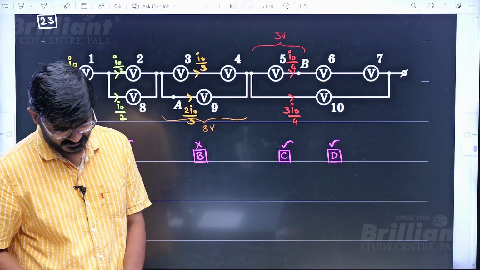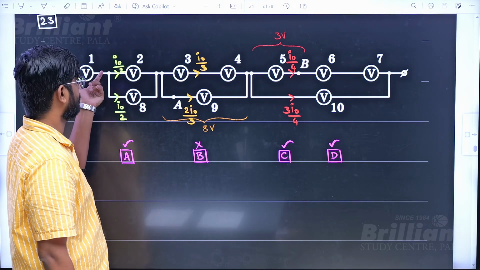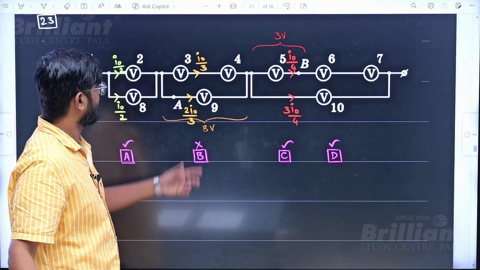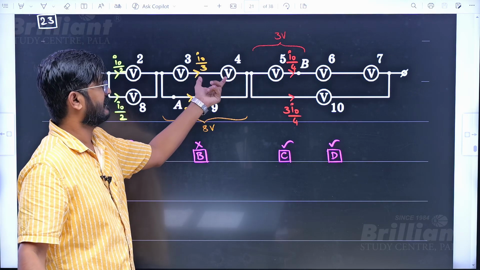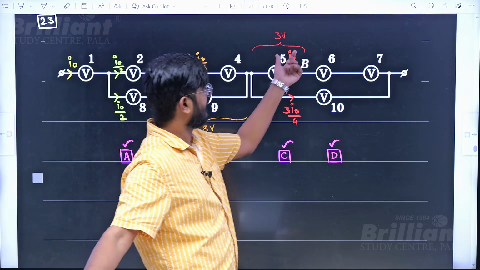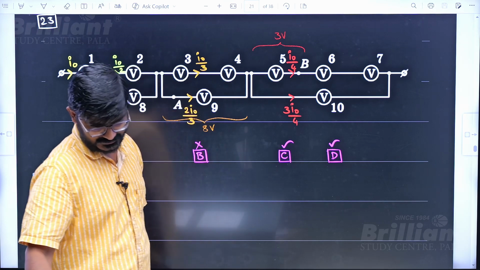Now looking at the options, the reading of voltmeter 2 is I naught by 2 into R. I naught into R is 12, so this is going to be 6. Then voltmeter 4, I naught by 3 into R, that is 12 by 3, which is 4, so option B is wrong. Voltmeter 6, I naught by 4 into R, that is 12 by 4, which is 3, so option C is correct.